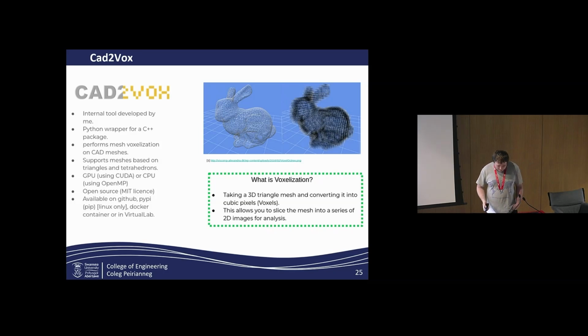So on that topic, CAD-to-Box. This is a piece of software I've developed, and it's a Python wrapper for some C++ code that performs, as it says on the tin, voxelization of meshes from CAD meshes to voxel meshes. It supports triangles, tetrahedrons, and it uses GPU with CUDA, and it uses CPU on OpenMP as well. It's open source. I've got it on GitHub. It's on the Python package on pip. Yeah, it's in Docker courtesy of VirtualLab.